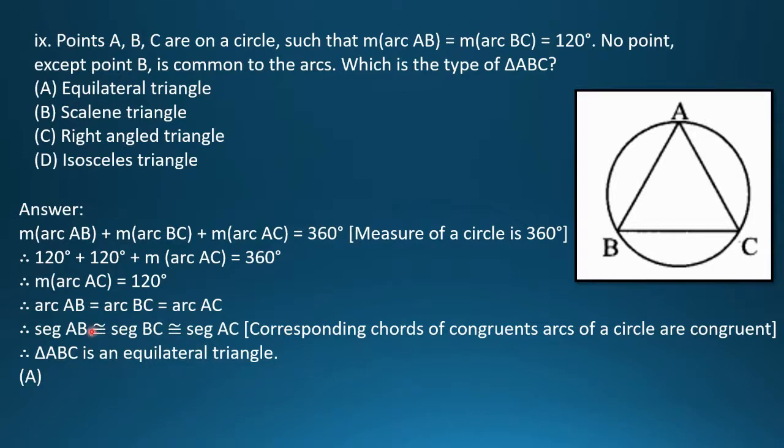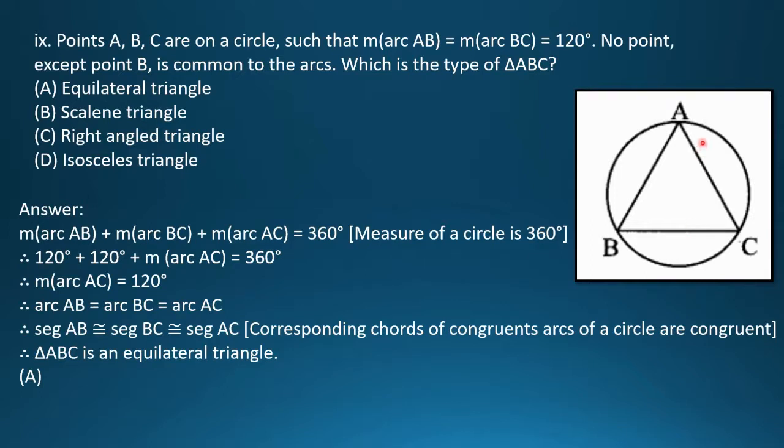Now, since the arcs are congruent, their corresponding chords will also be congruent, and this is by the theorem that corresponding chords of congruent arcs of a circle are congruent, which we studied in our previous modules. So if you see, corresponding to arc AB is chord AB, corresponding to arc BC is chord BC, and corresponding to arc AC is chord AC. So if the arcs are congruent, their corresponding chords are also congruent.